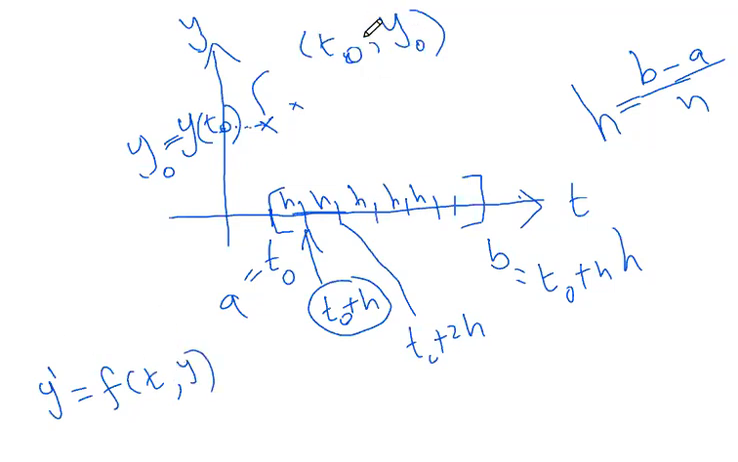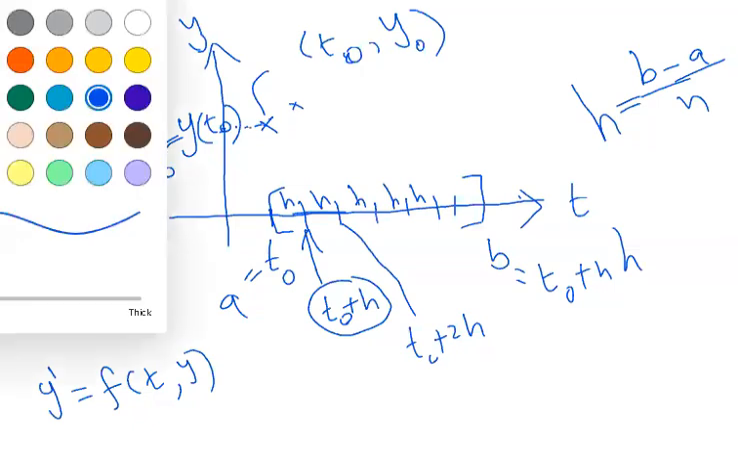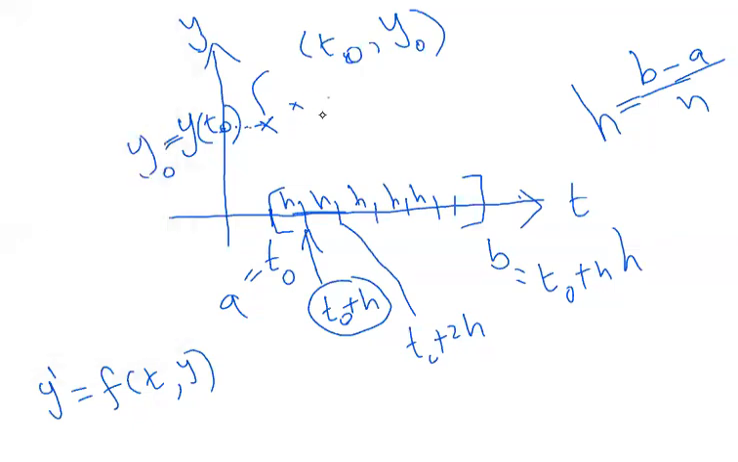If you plug this point into the slope function, you know the slope at that point, right? It is drawn in a different color. So this is the slope at that point, f of t naught, y naught. Then if you have this point, t naught plus h, you can find this y1. So y1 can be computed using this equation.